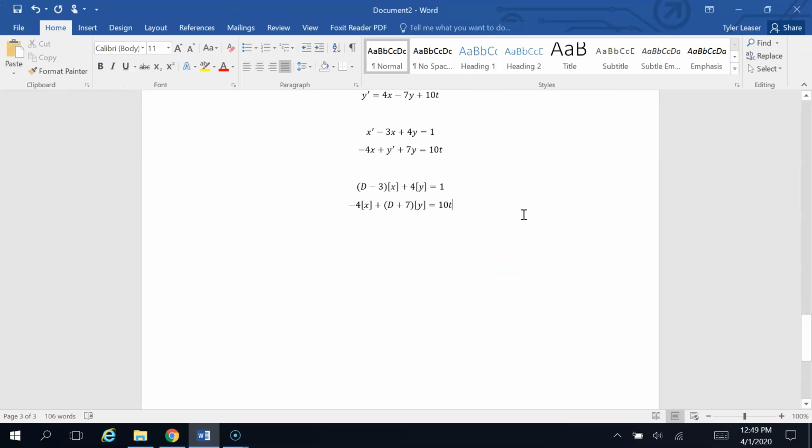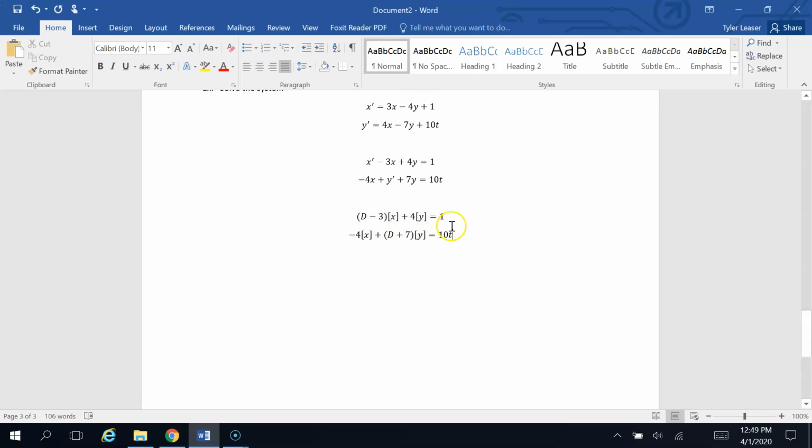All right, the reason we're writing it like this is now this mimics a system of equations algebraically. So if I want to use the elimination method, I need to multiply either one or both of these equations by something. Then if I add the two equations together, they'll cancel out. So what I'm going to do is multiply a positive 4 on equation 1, and I'm going to multiply the operator D minus 3 onto equation 2.